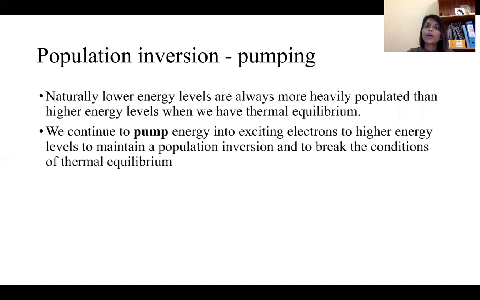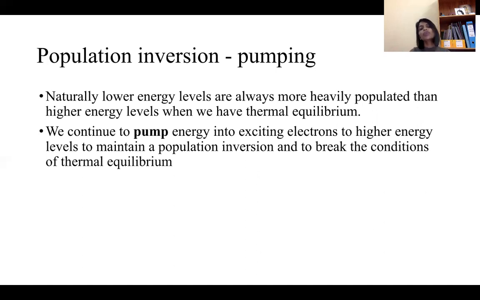That is what we call pumping. Naturally, lower energy levels are more heavily populated than high energy levels when we have thermal equilibrium. That means electrons tend to stay at lower energy levels rather than in the higher energy levels, because they are unstable when they are excited. So naturally, we have the lower energy levels heavily populated.